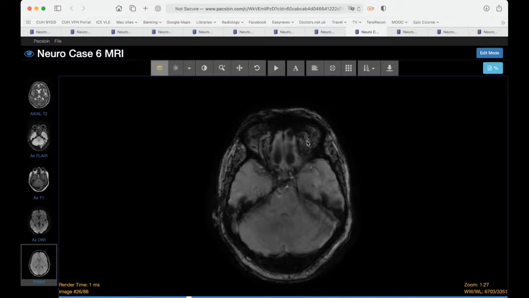So what do you think is going on here? Take a few more seconds to have a look at the case. I focus particularly on DWI and SWI, and then please vote for your favorite diagnosis.